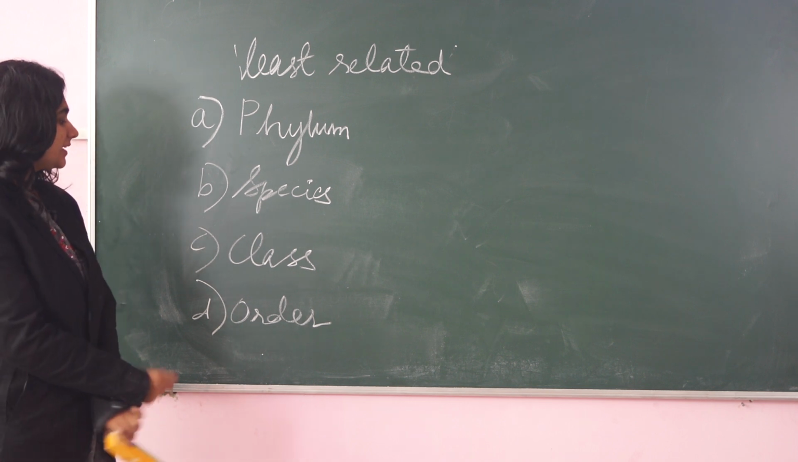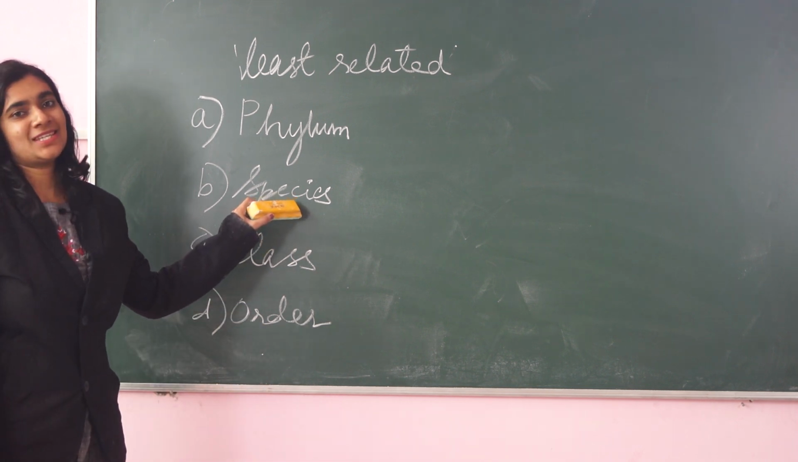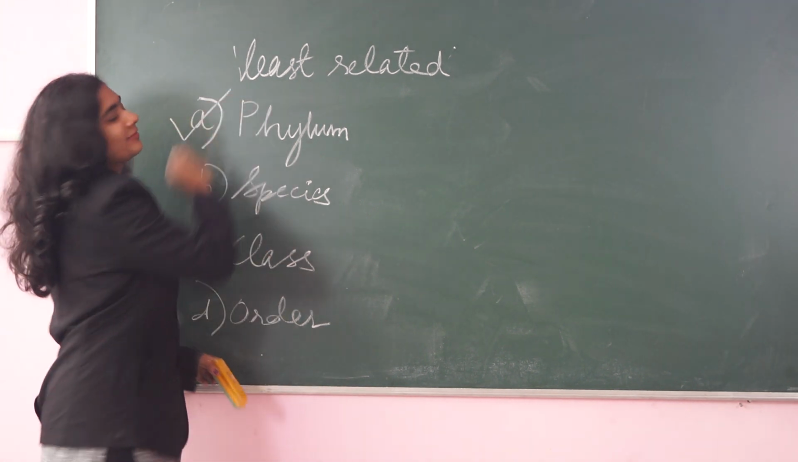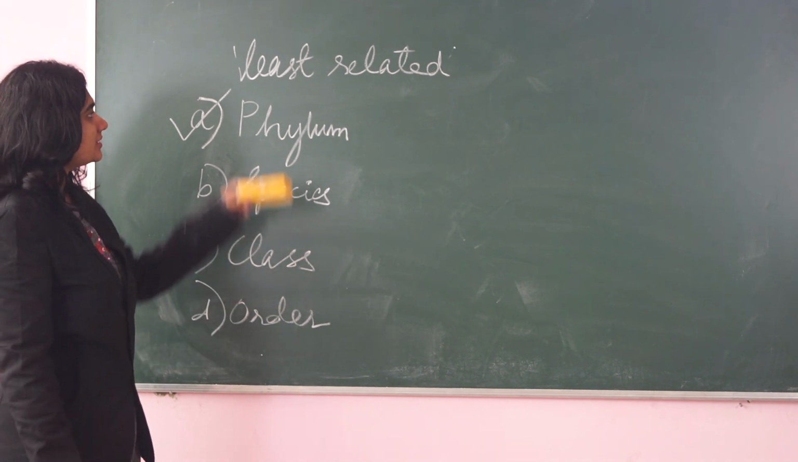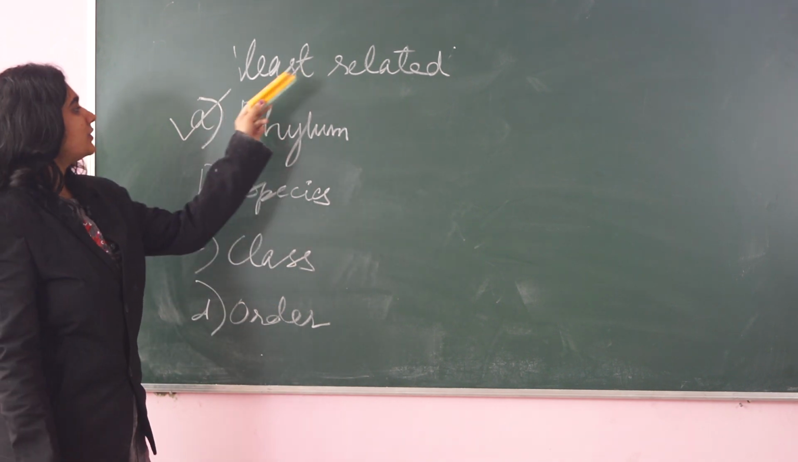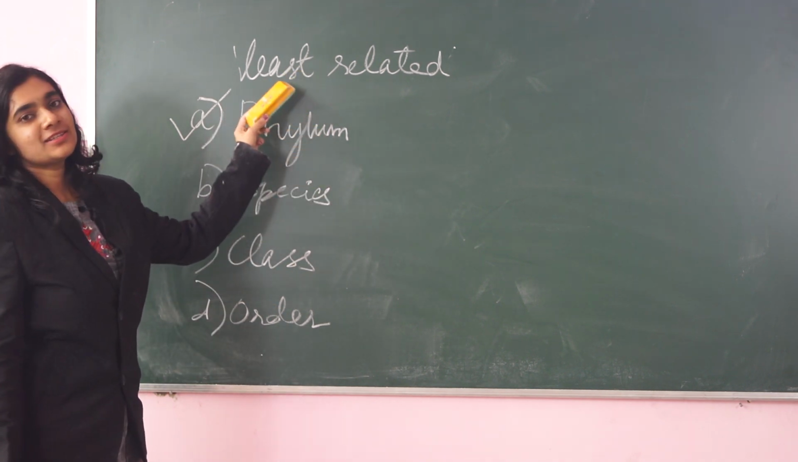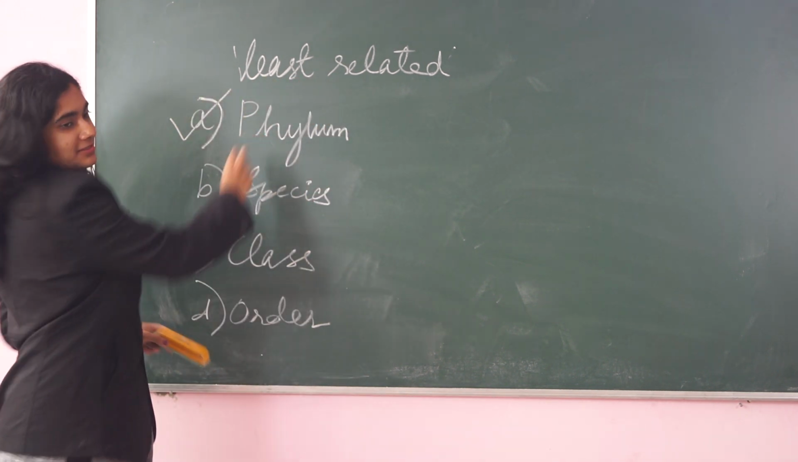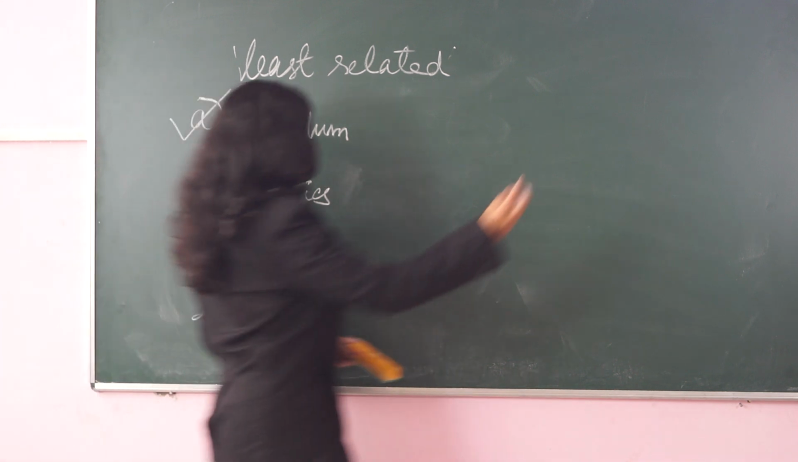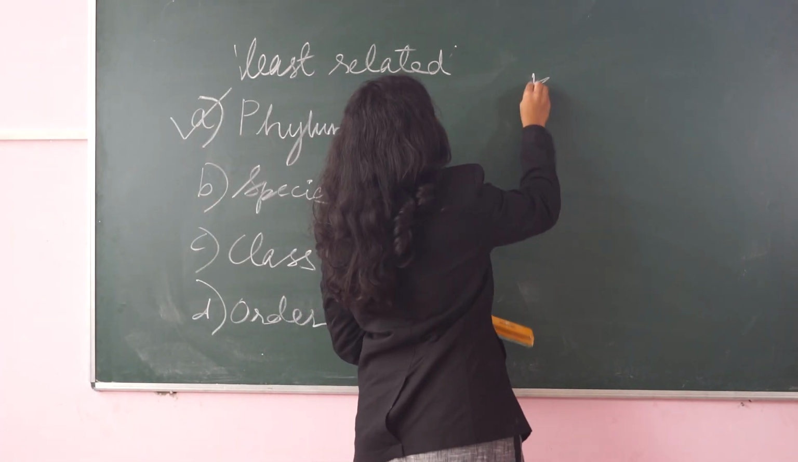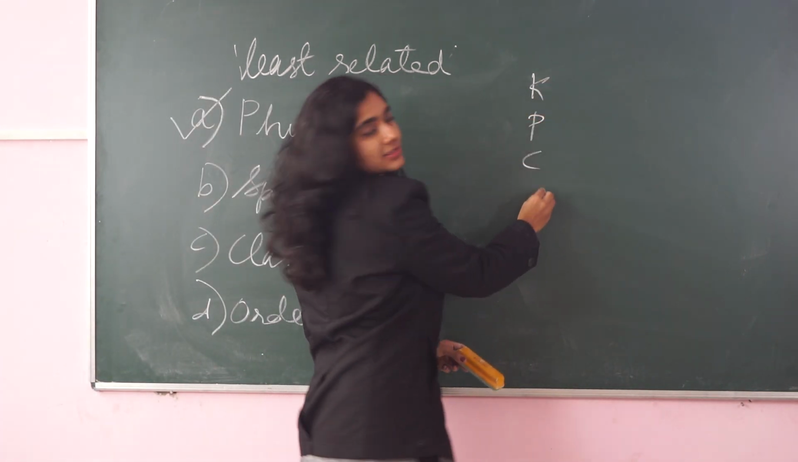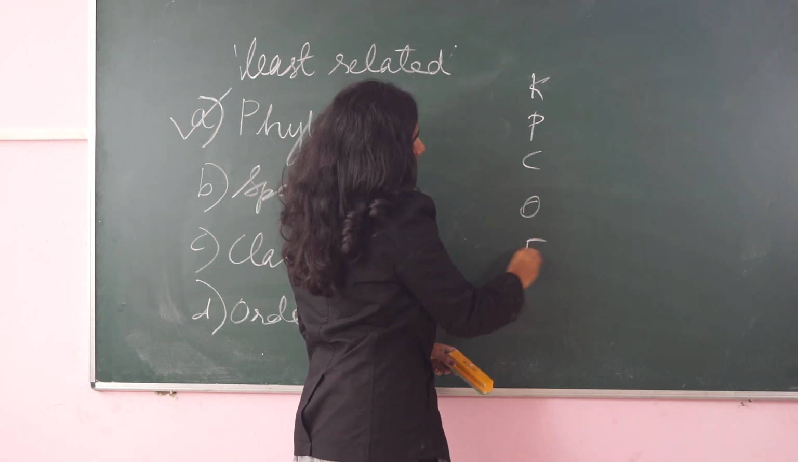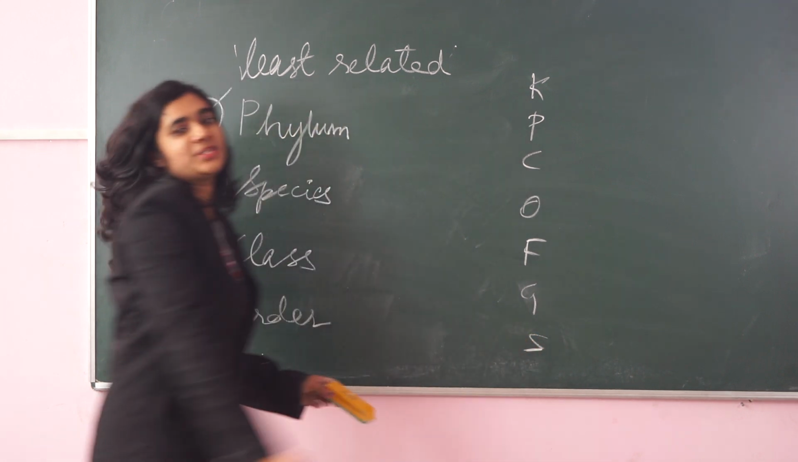Well, if you said the answer is species, then you're wrong. The actual answer is phylum. Remember what I asked you? I asked you to name the taxa that has individuals that are least related to each other. The answer is phylum. Remember the classification: kingdom, phylum, class, order, family, genus, and species.